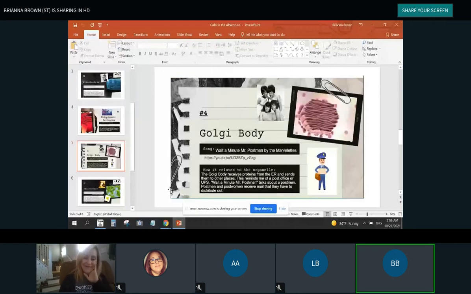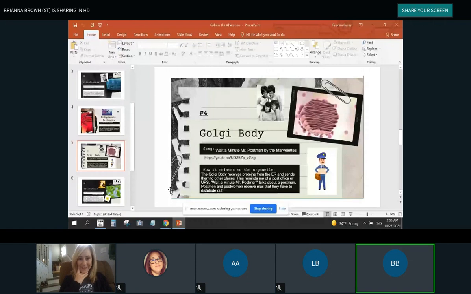For the Golgi body, I said Wait a Minute Mr. Postman, because the Golgi body is kind of like a postal service. They take in all of the proteins and they ship all the proteins out. So the Golgi body receives proteins from the ER and sends them to other places. This reminds me of a post office or UPS. Wait a Minute Mr. Postman talks about a postman. Postmen and postwomen receive mail that they have to distribute out.